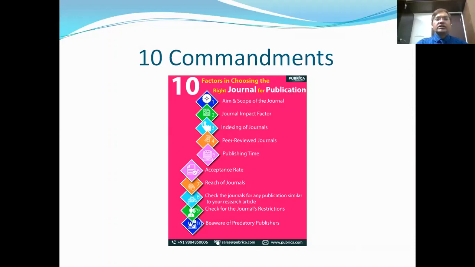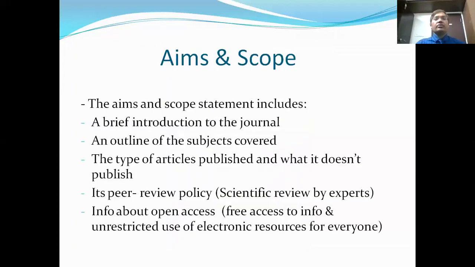And the last one is you should be aware of predatory publishers, and that is a very important thing. You should check whether you are falling into a trap and just paying out money. So please concentrate on this 10th one, that is predatory publishers. So these are the important 10 steps which you have to concentrate on when you're going ahead with publications.